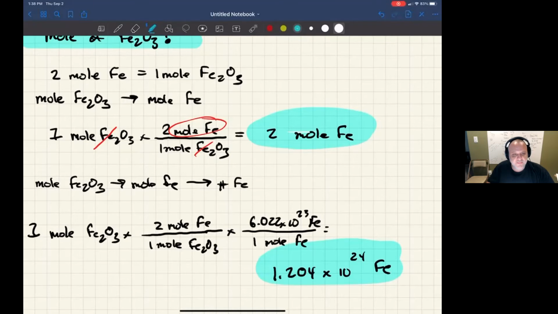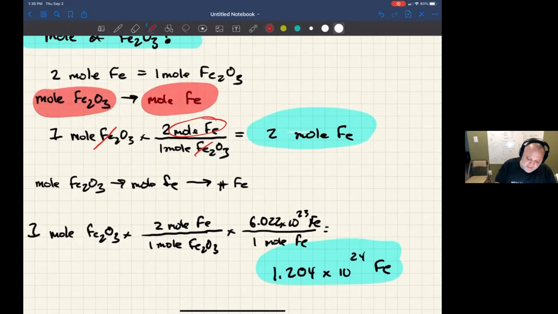Again, we're just talking about how we can relate the chemical formula to the number of atoms that are in that formula.